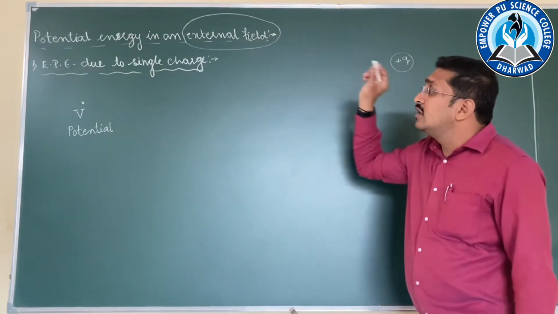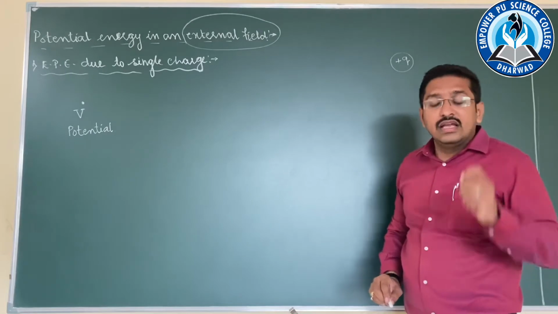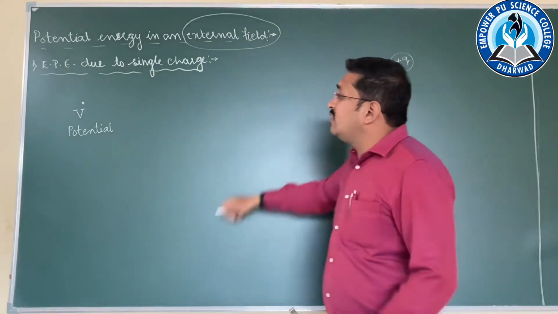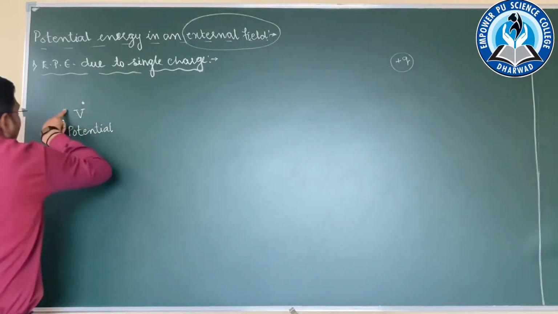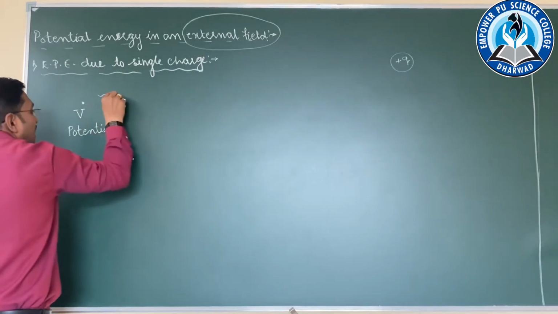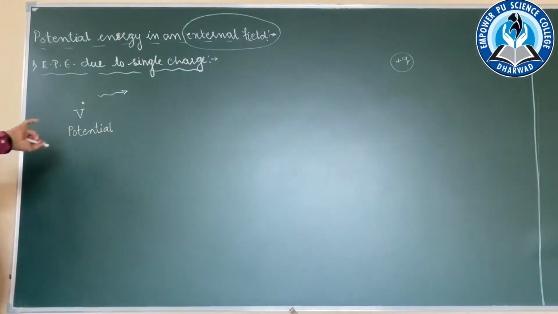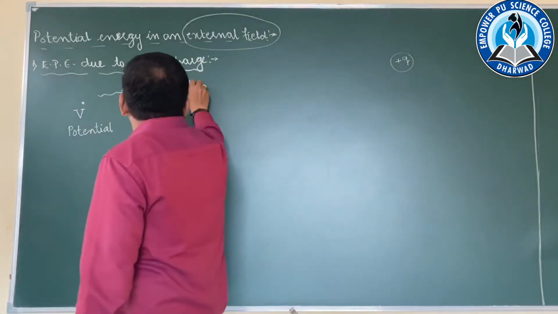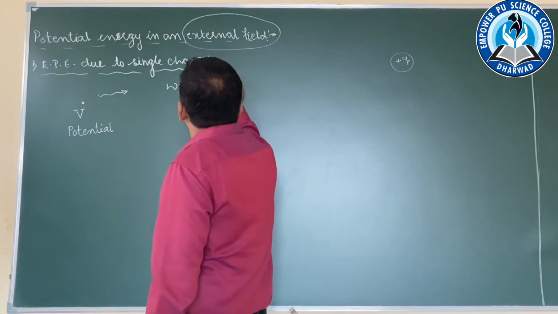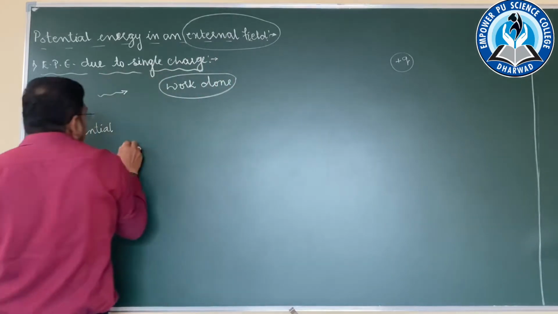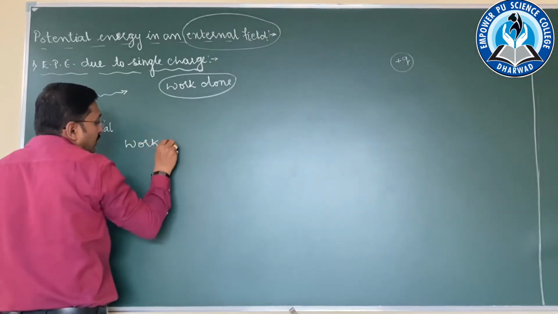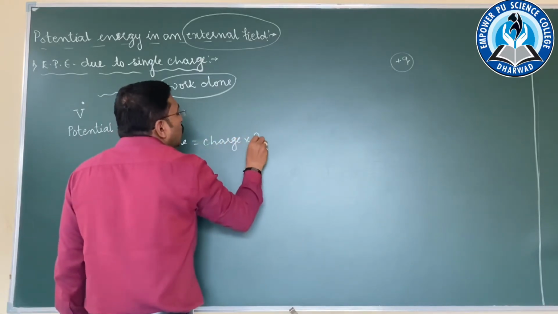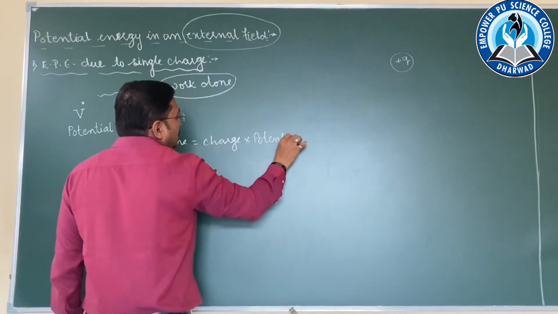According to the definition, the potential is the work done in moving or bringing a unit positive charge from infinity to the point against the electrostatic field. We must bring the charge opposite to this field. That is what we call work done. Work done equals some charge into potential.